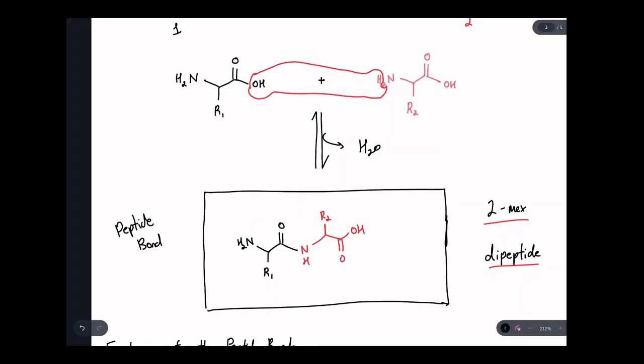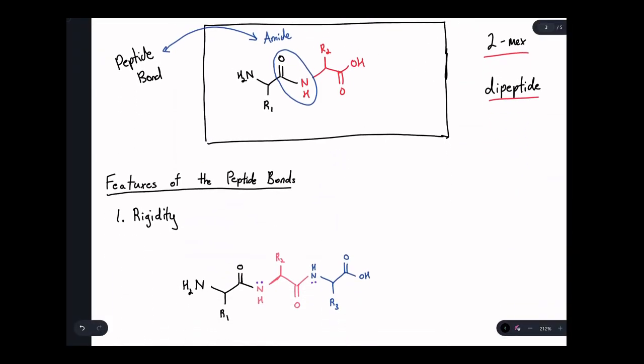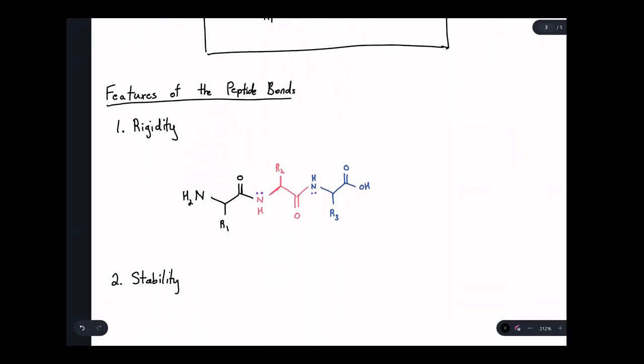Now, here we see that the peptide bond is the thing connecting the two amino acids. The peptide bond is an amide bond. So it's a carbon that's double bonded to an oxygen and connected to a nitrogen. That is what a peptide bond is, and it's fundamentally the thing connecting amino acids to make proteins, which make up you and I. There are a couple key features of a peptide bond that are worth keeping in mind.